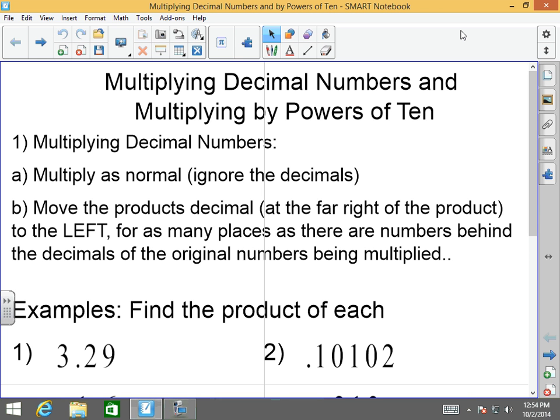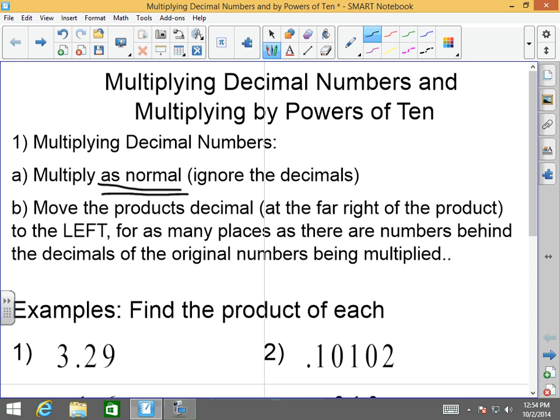First thing we're going to learn about is multiplying decimal numbers. When we're multiplying decimal numbers, guys, I want you to realize that you're going to multiply as normal. Okay? Just ignore the decimals at first. Pretend the decimals don't even exist. Just multiply as normal. Then, once you have your product, move the product's decimal at the far right of the product to the left. Okay, we're going to go to the left for as many places as there are numbers behind the decimal of the original numbers being multiplied.